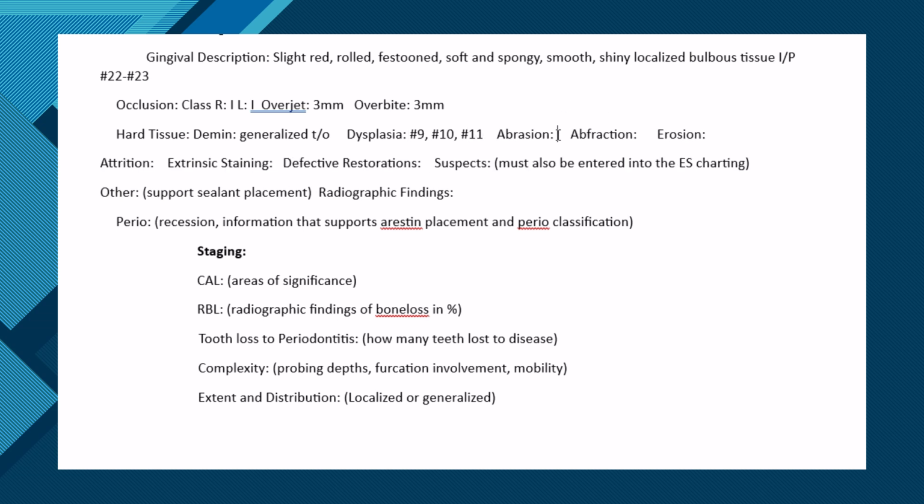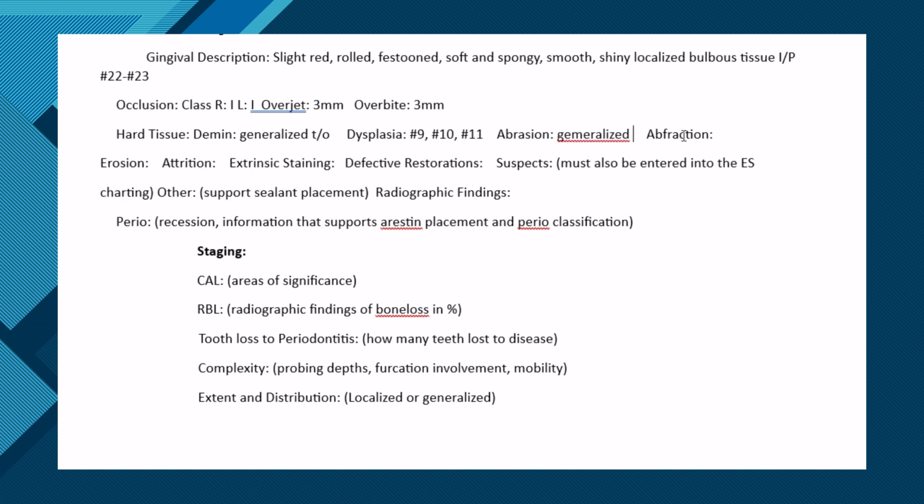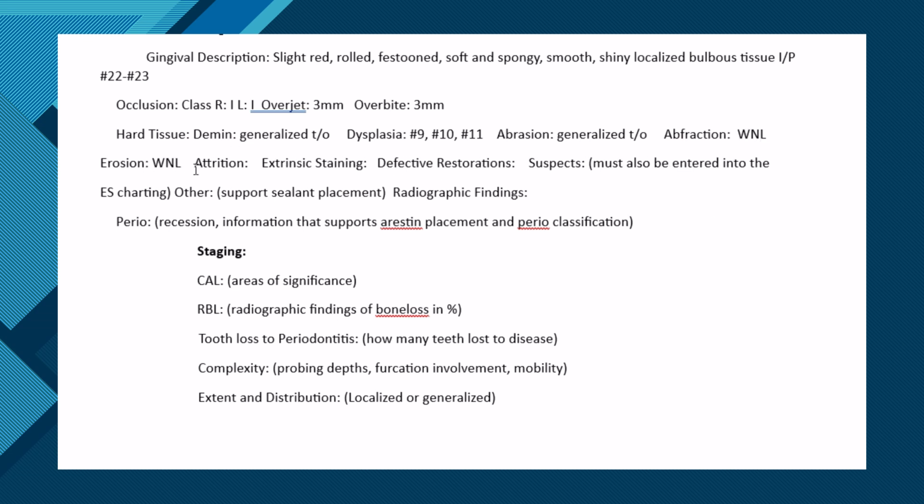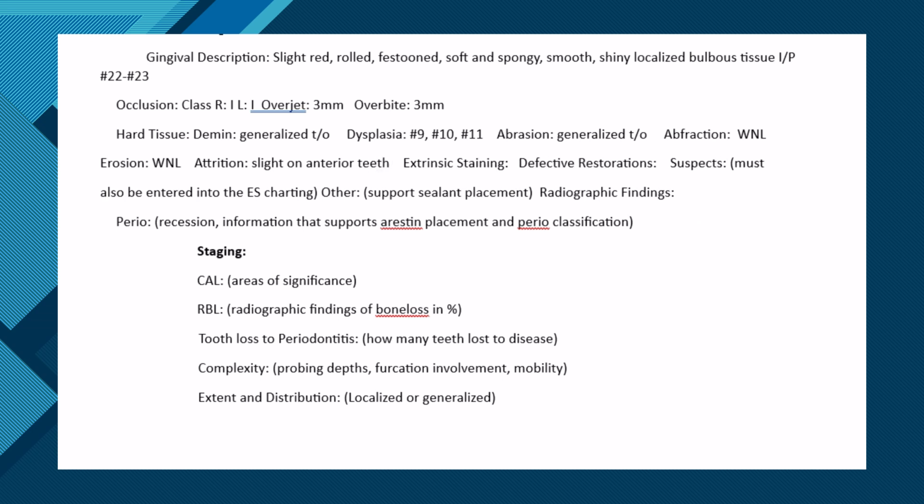Abrasion, again, if it's more than 30%, you can say generalized. So I am going to say generalized throughout. Abfraction, I am going to say this is within normal limits. Erosion within normal limits. And then attrition, I'm going to say slight on anterior teeth. When it comes to attrition, you must state slight, moderate, or severe.